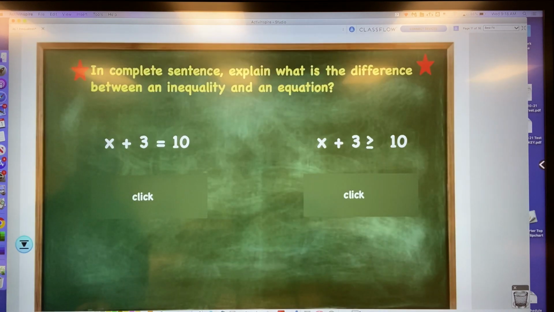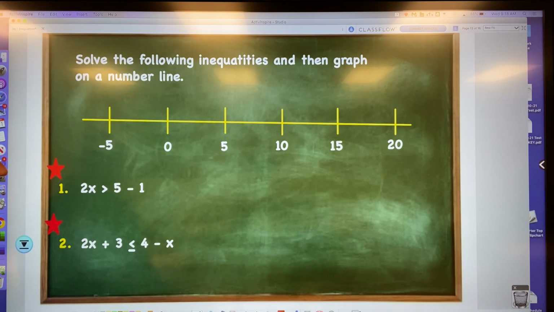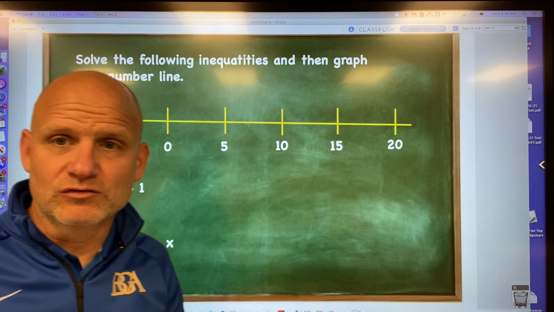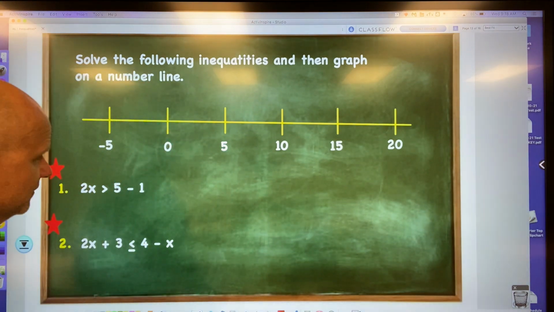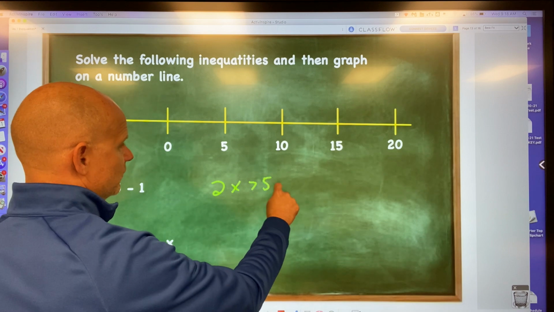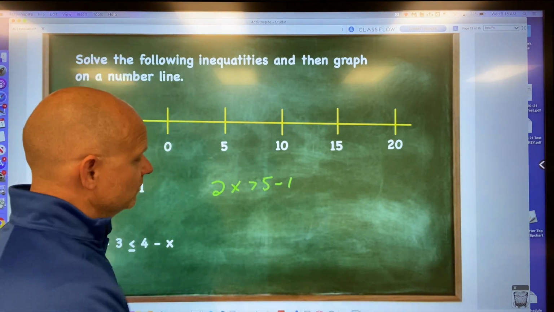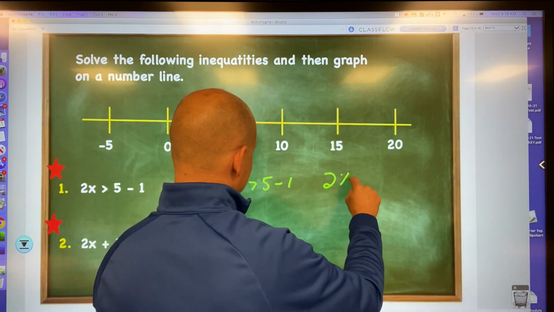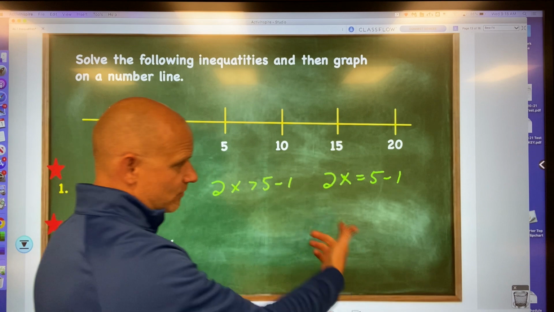I guess I do need to discuss this. When you're solving these inequalities, you're solving them just like an equation. So here, if I have 2x is greater than 5 minus 1, well, we just took a test over equations where I had 2x equals 5 minus 1, right? So how would you solve this?